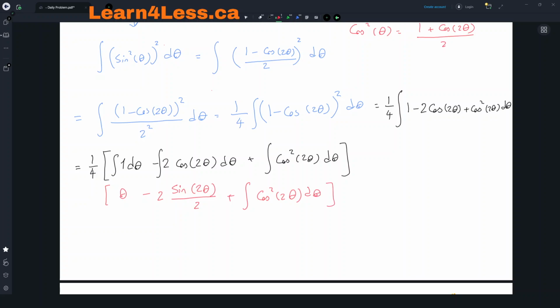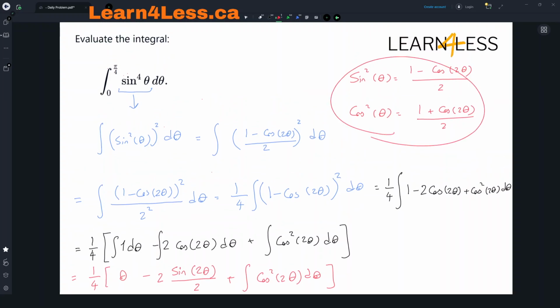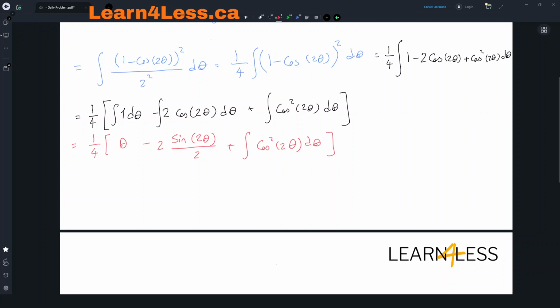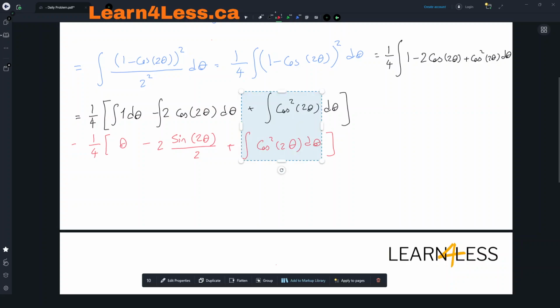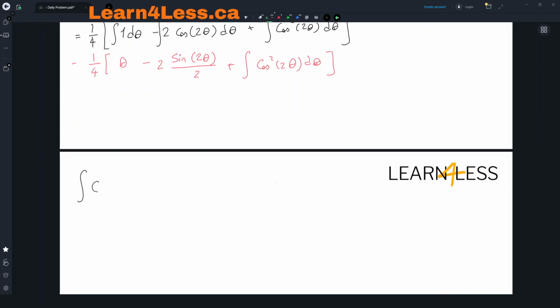Unfortunately, I don't know the integral of that right away, but what we know is that because it's a cosine squared, we can simply use the identities that we have here. So I will use these identities this time. Let's just take this integral separately. So that integral is the integral of cosine squared of 2 theta d theta. The identity that I'm gonna use is cosine squared of theta is equal to 1 plus cosine of 2 theta over 2.